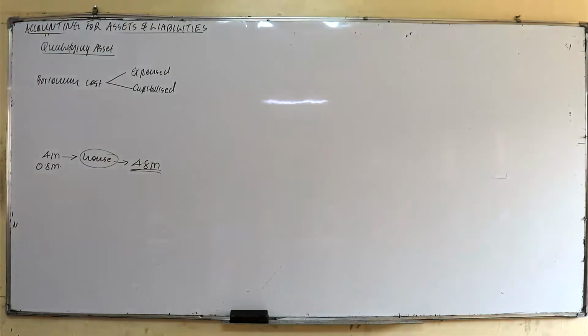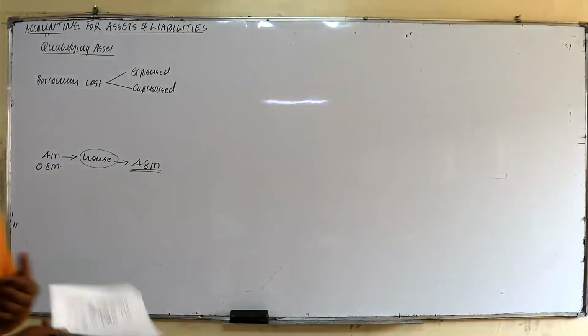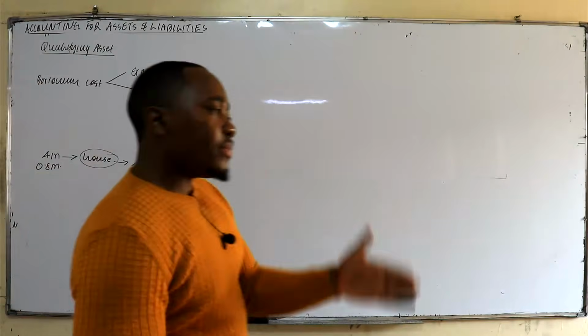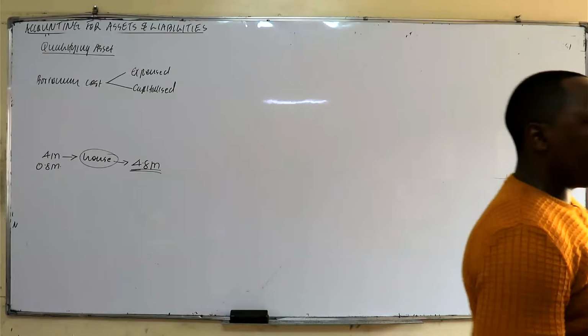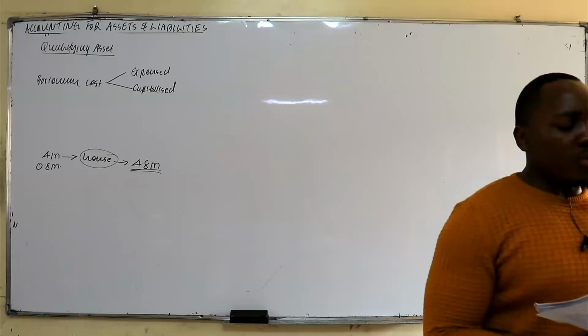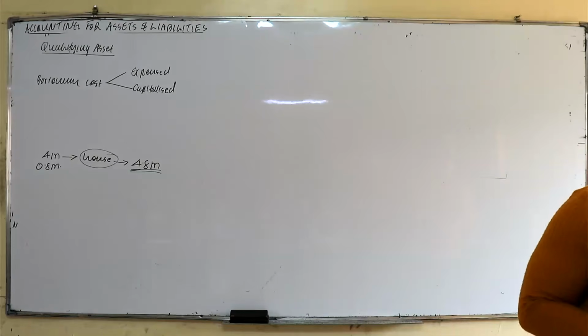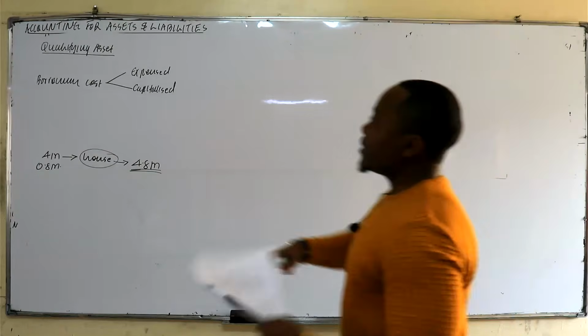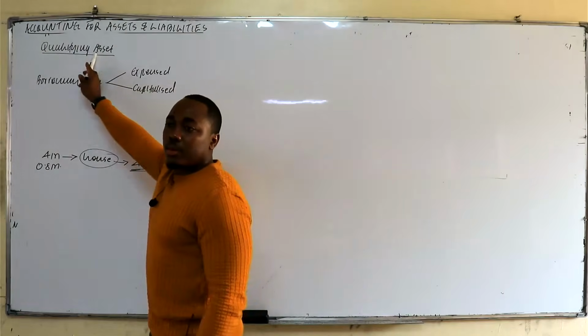Sometimes you can borrow in dollars, but remember you require this amount in local currency. And then there is that exchange rate fluctuation. It can be an exchange gain, it can be an exchange loss. Now, those movements also affect the borrowing cost. What's a qualifying asset?